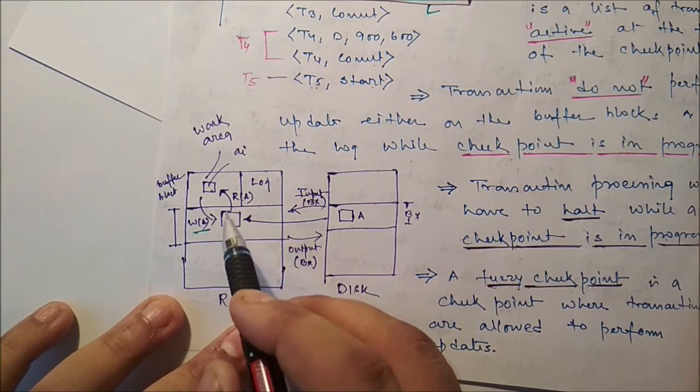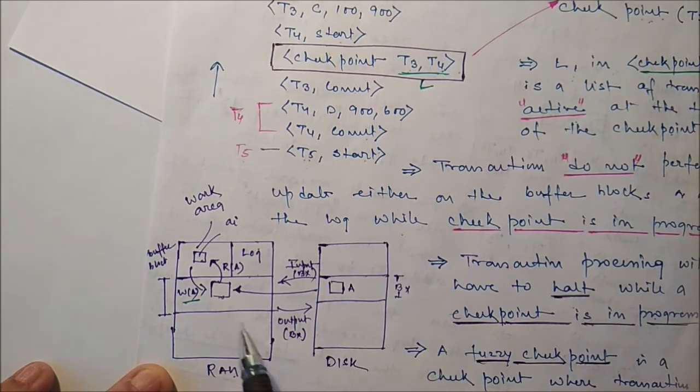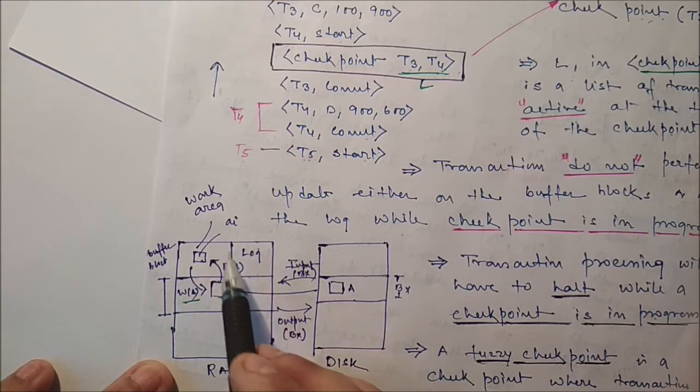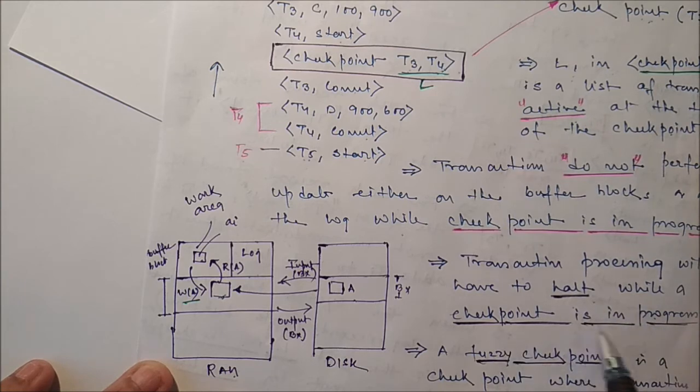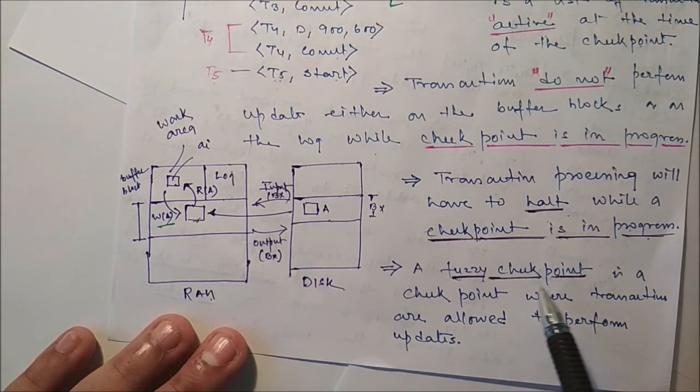Now here we want to implement checkpoint. That means we have to transfer data from RAM to disk. So at that time the database cannot update this particular buffer block as well as the work area. Okay, so the database must halt. The transaction processing will have to halt while a checkpoint is in progress. Definitely we can use this particular restriction. So we may use fuzzy checkpoint. Fuzzy checkpoint is a checkpoint where transactions are allowed to perform updates.